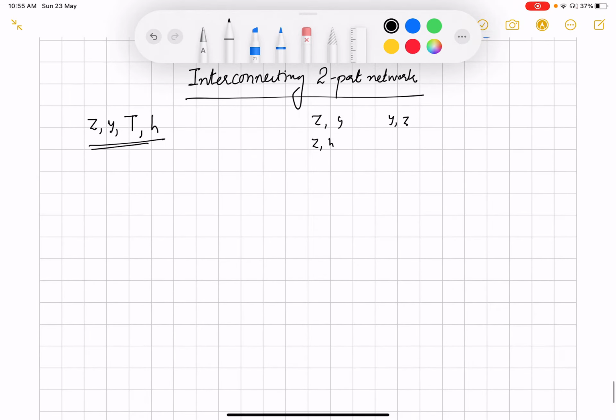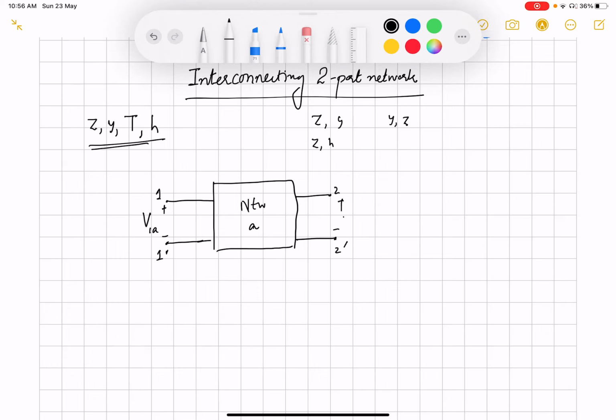Now, this time we'll be looking at connection of two-port networks, interconnecting two-port networks, and writing the equivalent parameters for them. So, for example, you have a two-port network given like this. Suppose this is your network A, and you have these ports. This is the input port 1-1 dash, this is the output port 2-2 dash, and because this is network A, this voltage you define as V1A, this voltage as V2A, and this current as I1A, this current as I2A.